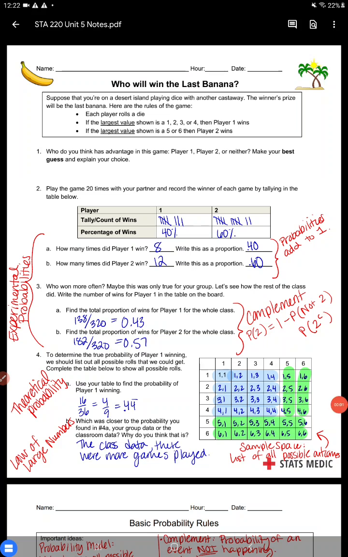Alright, hello and welcome to Unit 5. And in Unit 5 we swap gears a little bit and we talk about probability, which is something that you are probably at least a little bit familiar with. Okay, so here's our first scenario I want you to think about.